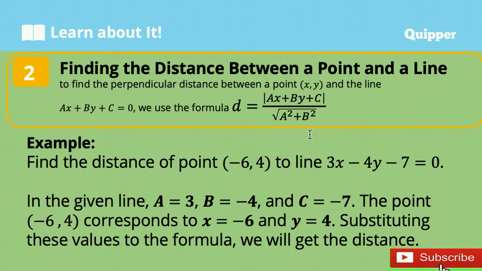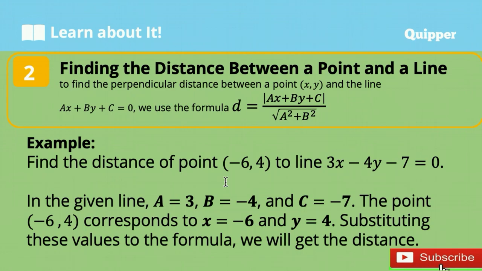Perpendicular distance is used to find the distance between a point and a line. To find the perpendicular distance between a point (x, y) and the line ax plus by plus c is equal to 0, we use the formula d is equal to the absolute value of ax plus by plus c divided by the square root of a squared plus b squared. This a, b, and c come from the numerical coefficients of the equation of a line, and x and y come from the coordinates of a point.